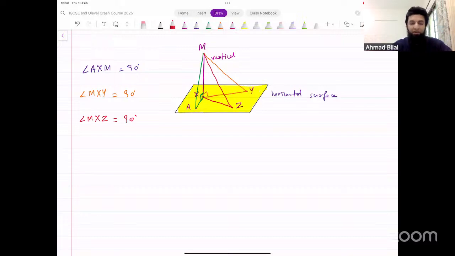So whenever you have a triangle in a 3D space where one line is vertical and another is horizontal, the angle between that vertical line and the horizontal line is always going to be 90 degrees. So you would get right angle triangles like this in 3 dimensions. That's something that you need to keep in mind. Now, having discussed this, let's have a look at a couple of examples.